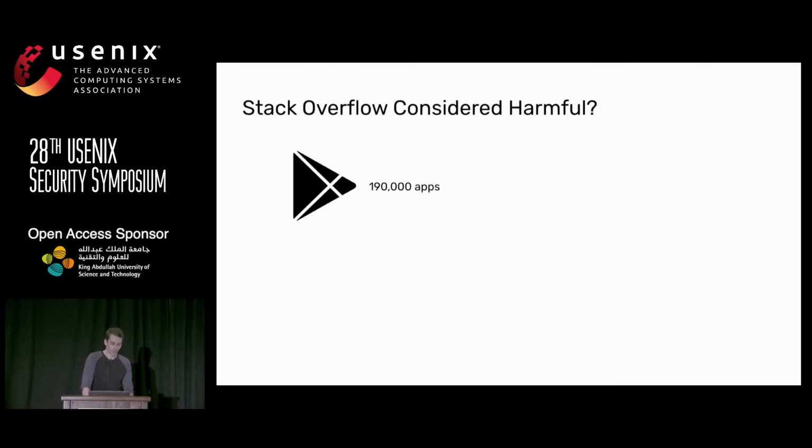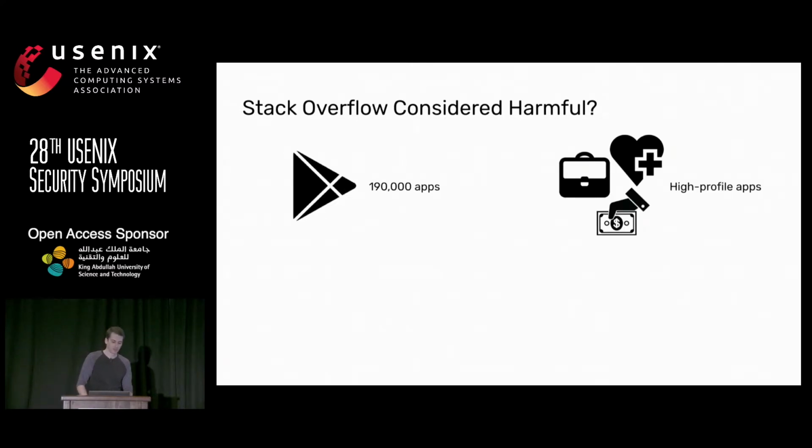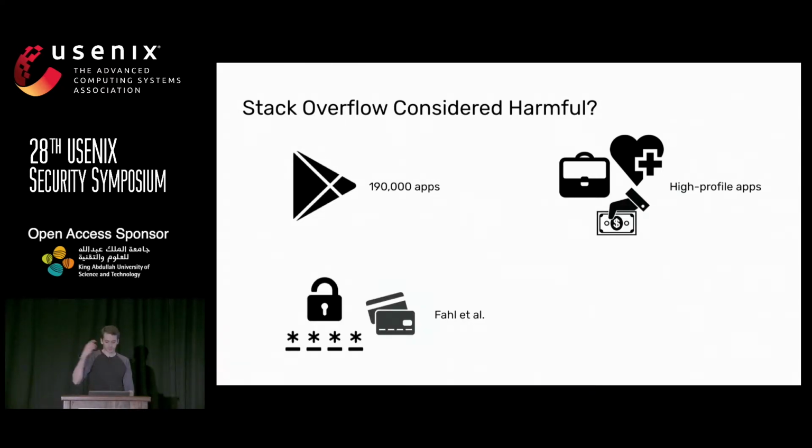So 2 years ago, we had an Oakland paper where we basically have shown that people indeed reuse insecure code from Stack Overflow in Android applications from Google Play. And those included high-profile apps with billions of downloads and apps from security-sensitive categories. And one of our co-authors had another paper where they were able to show that it's possible to attack apps based on these insecure code snippets from Stack Overflow to steal credentials and credit card numbers and other private data.